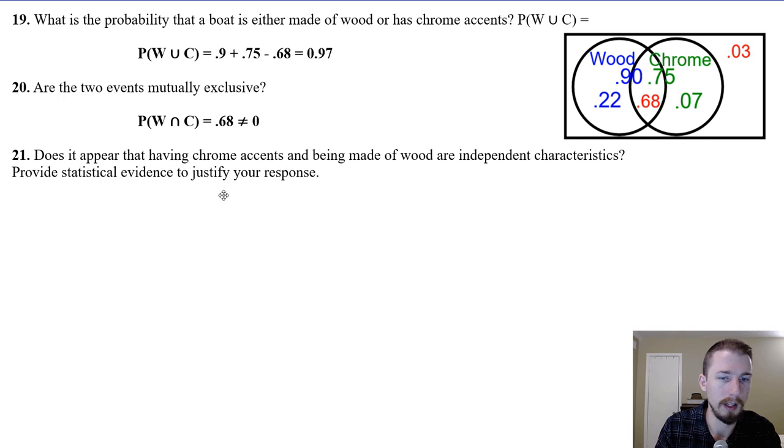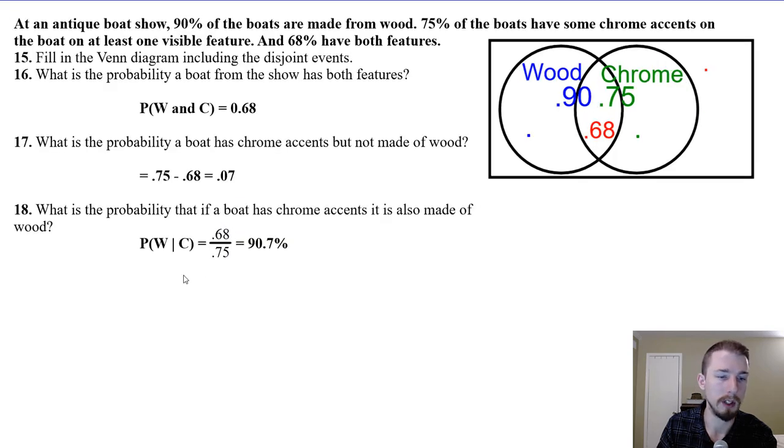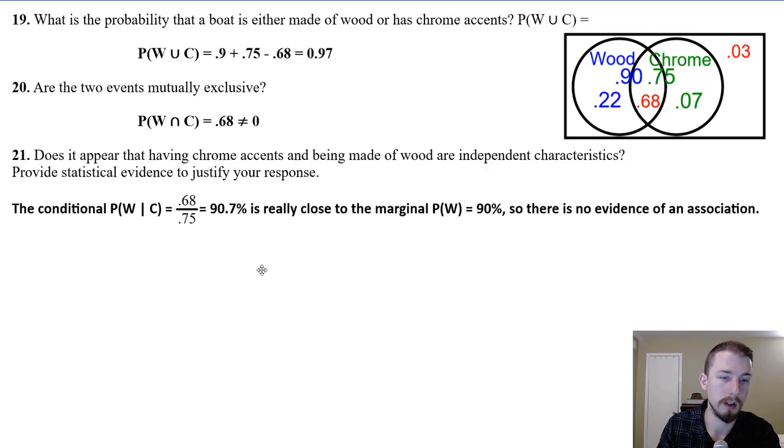Does it appear that having chrome accents and being made of wood are independent characteristics? Well, when we want to provide statistical evidence, we want to compare a marginal distribution to a conditional one. We already have a conditional distribution here, which was the wood given chrome. So if we compare that to the overall of wood, which was 90%, you'll notice that those are almost exactly the same. So we would say there's really no evidence, or very weak evidence, of an association. So I would call them independent. The conditional probability, which we found here, was 90.7%, which is really close to the marginal of the overall for wood of 90%.